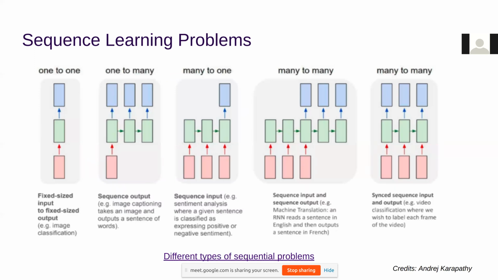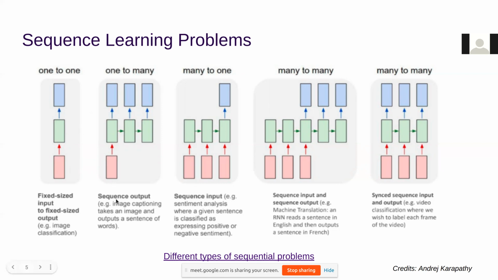Now, the sequence learning problem can also be of multiple types. For example, it can be one-to-one. Suppose we have a simple fixed size input and we have to produce a fixed size output, something like image classification, and CNNs fit very well into it. You give a fixed size input and you get a fixed size output. So yes, you can use something like a CNN.